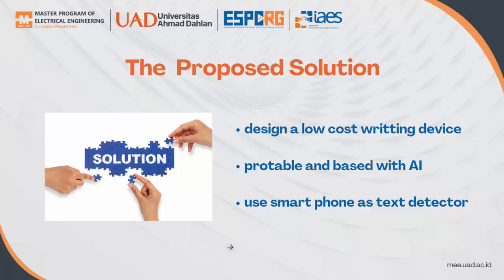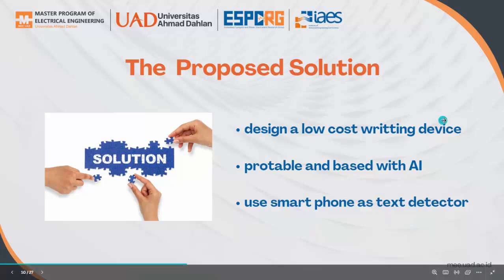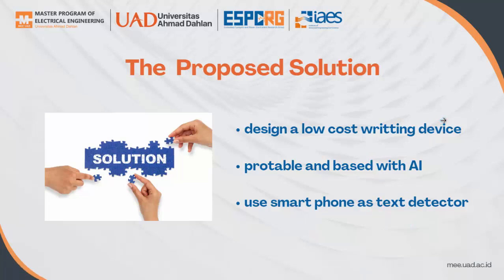What is the solution here? We need to provide a low-cost writing device. It also needs to be portable, and we will make it based on computer vision technology, so it will be very low price, as we will use a smartphone as a text detector.